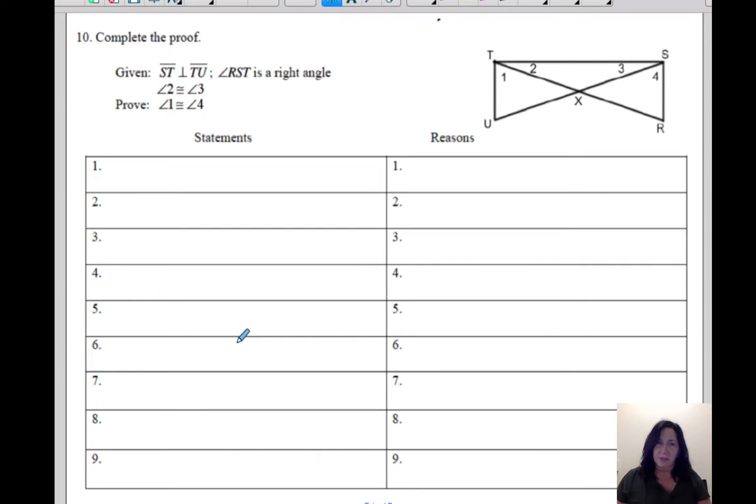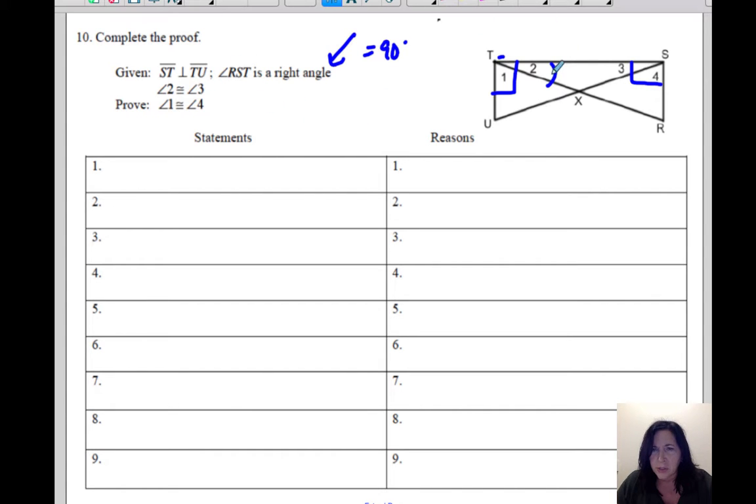The next question, oh, this is a proof. This is actually not my favorite proof, I have to say that. I mean, it's not hard, it's just a lot of writing. Okay, so ST is perpendicular to TU. Hold on. Where's TU? Oh, these two are perpendicular. We also know that RST is a right angle, so that's also a right angle. Well, if something is a right angle, by the way, that means it does equal 90 degrees, and that's the definition of a right angle. We're going to hold that thought.